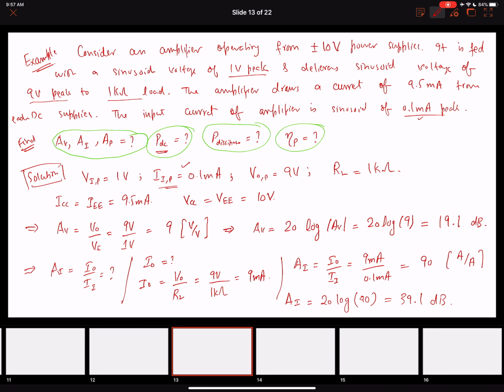So the things that are left now are to determine the value of the power gain, the other powers, the dissipated power, the DC power, and the power efficiency. So let's go and find the value of the power gain.